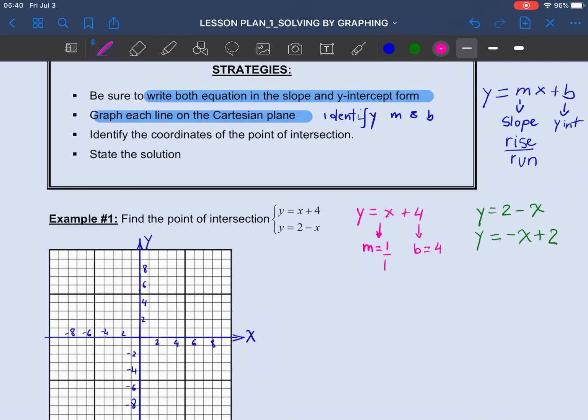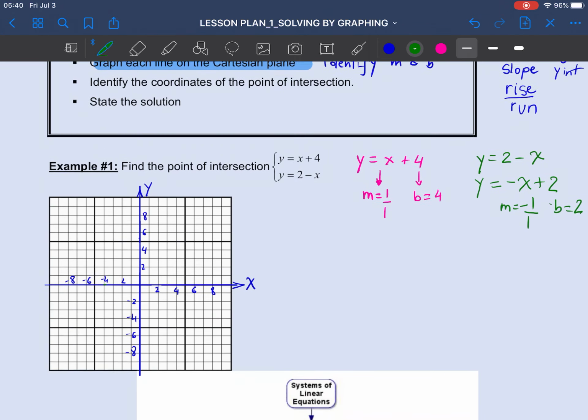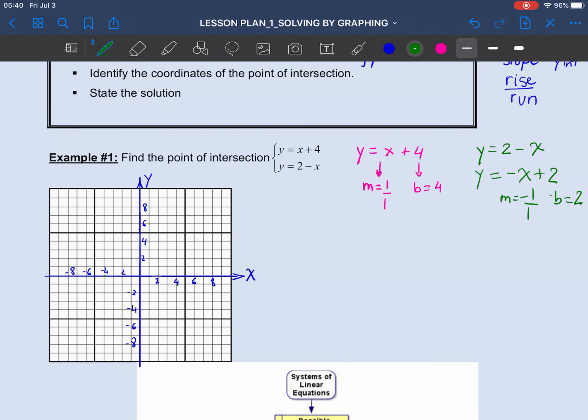Now, the same thing with the slope of the other equation. In this case we have a negative sign, which indicates that the slope is negative 1. We want it in fraction form? No problem, negative 1 over 1. And the y-intercept would be 2. So let's get graphing. I'm going to start with the first equation, y equals x plus 4.